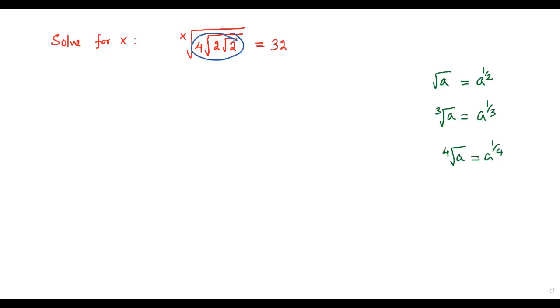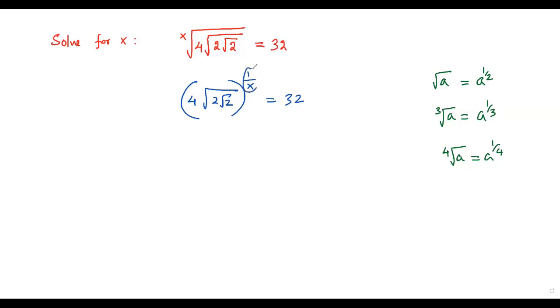So if I write this x root as an exponent for this complete expression, I'll have 4 times square root of 2 times square root of 2, to the power 1/x, equals 32. The next step is to get rid of this x over here. To do that, I have to multiply this exponent by x so that the x will cancel out.